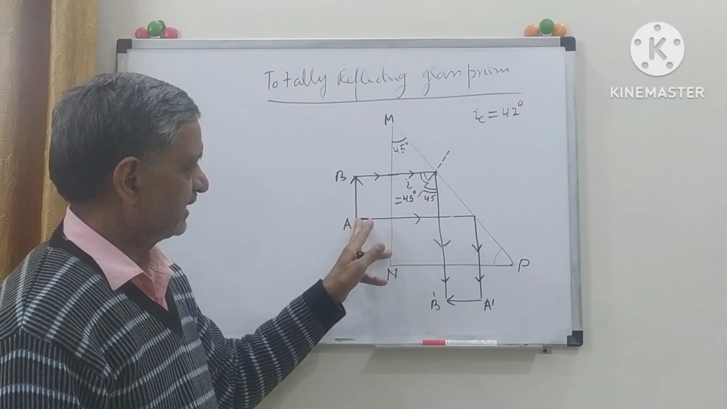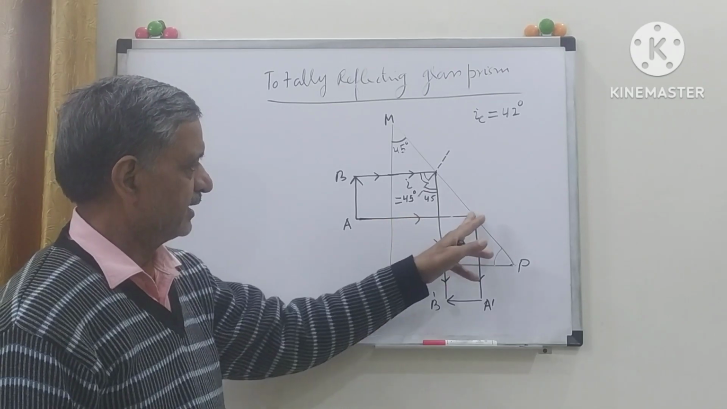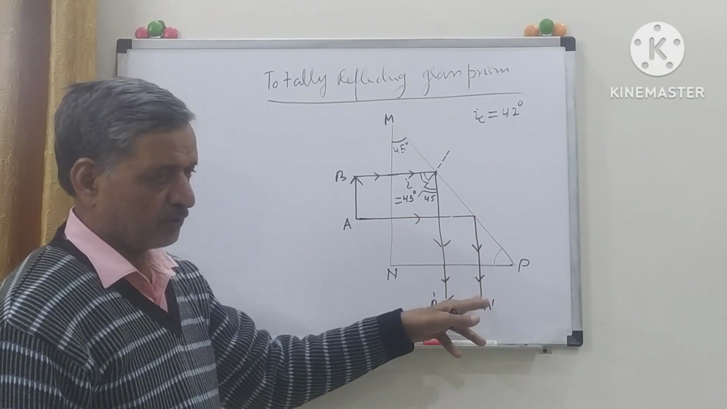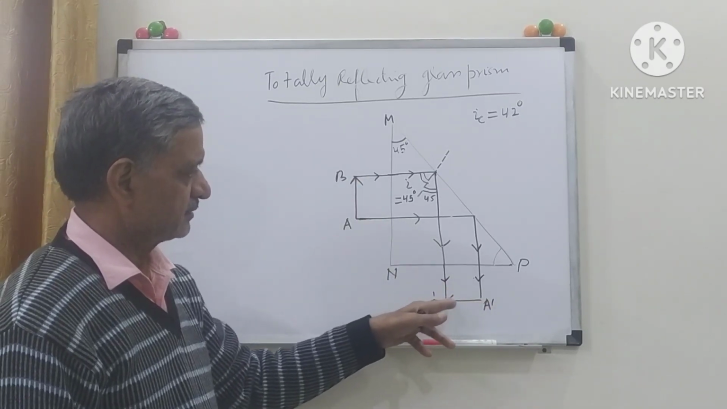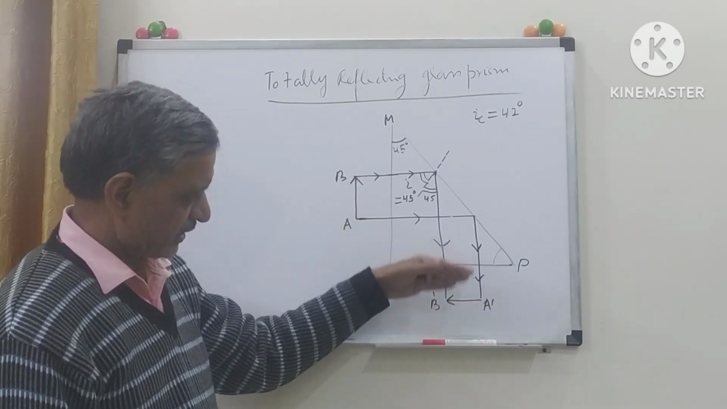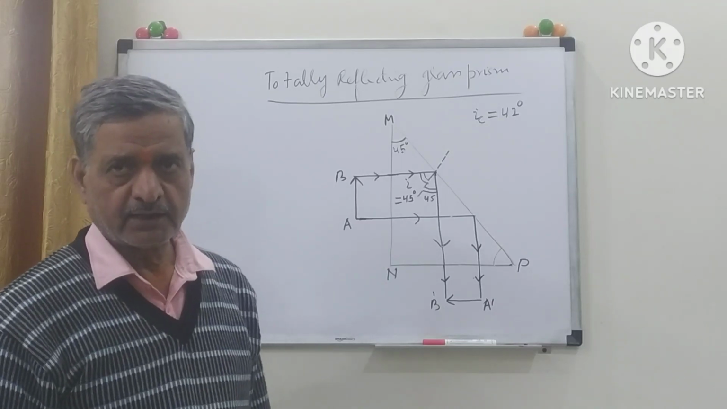Similarly, the ray that starts from point A, it will go like this. So the image of this object will appear like this, A dash B dash. All right.